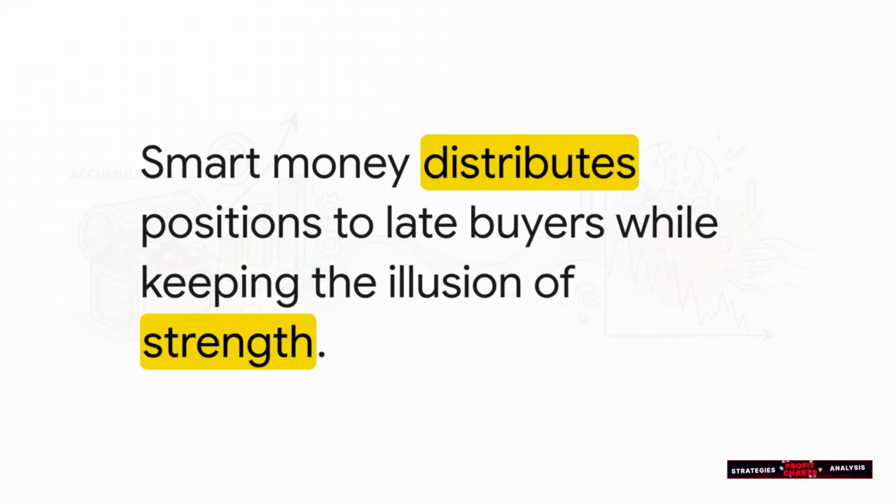The ultimate trick here is the illusion of strength. While retail buyers are feeling on top of the world, reading insanely bullish news, watching the price hold near all-time highs, the composite man is quietly handing them the heavy bags. Smart money distributes their positions to the late, overly euphoric participants while meticulously making the market look flawlessly strong. It is a literal masterclass in deception.